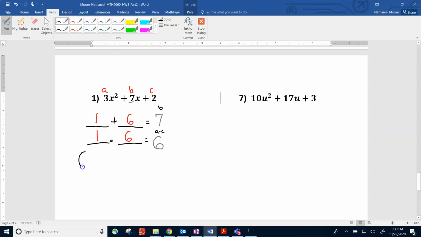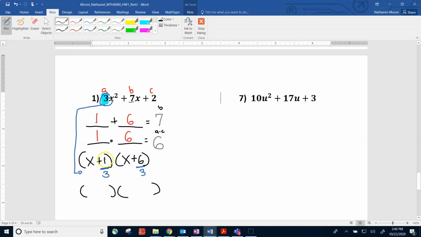Once we've done that, we're going to drop them into our factored form. So x plus 1, x plus 6, like that. But we have a slide and divide part here. So what you're going to do, this is the last part, is you take your A term here, this 3, and you're going to slide it and divide it. What that means is you're going to take these two numbers and divide it by your A term. You're going to simplify the fraction if you can.